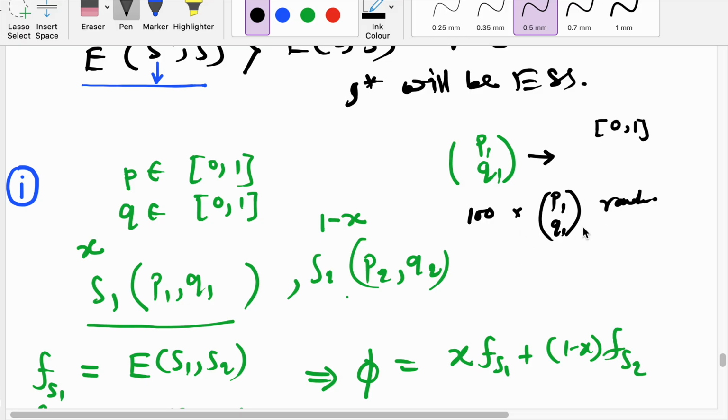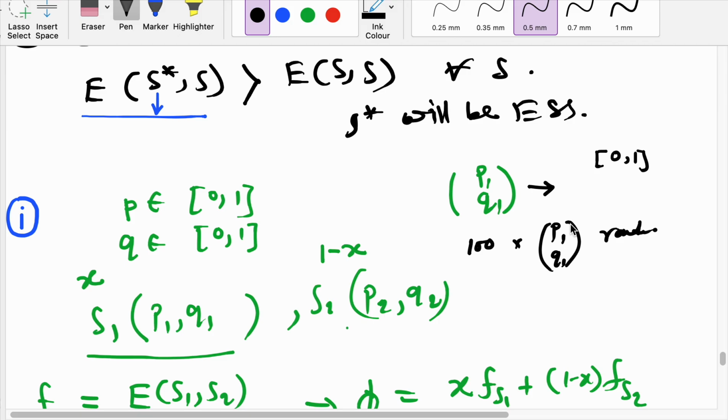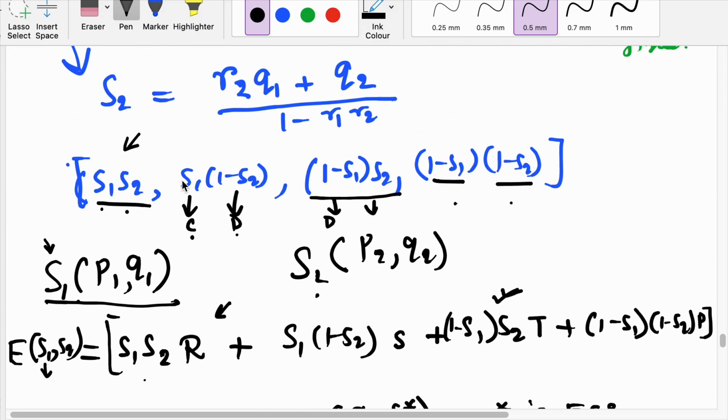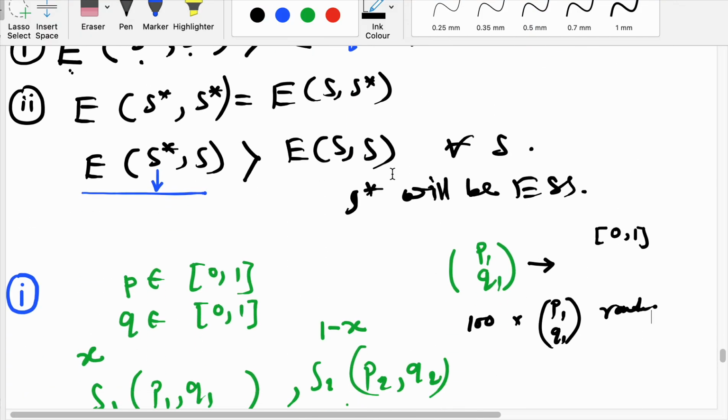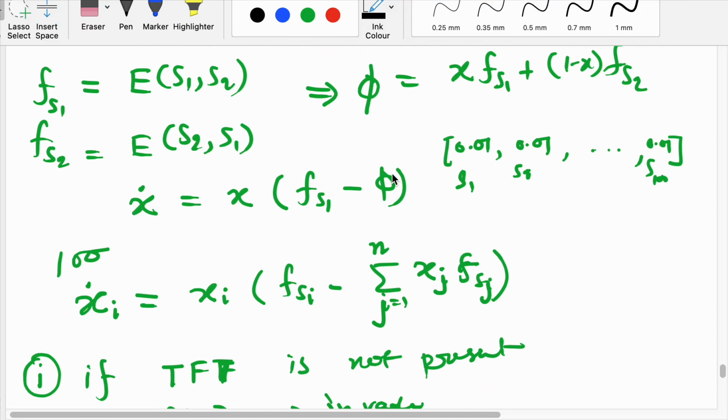Since I know that if one strategy is (p1, q1) and it plays against (p2, q2), what amount of payoff it will get, I can write a replicator dynamics this way. Now I can calculate the fitness of s1 and the fitness of s2, if player 1 is playing s1 and the other player is playing strategy s2.